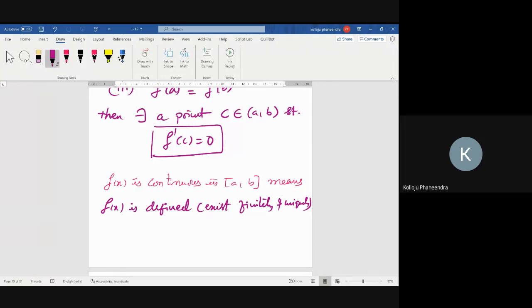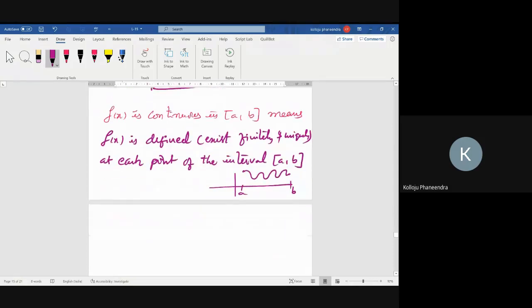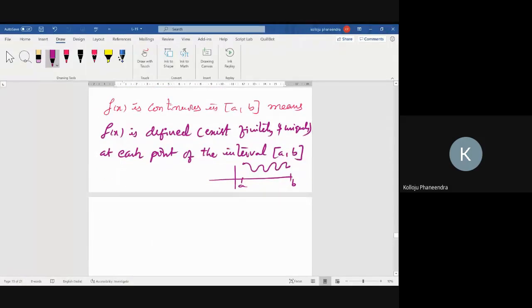Defined means exists finitely and uniquely at each point of the closed interval a comma b. Just logic: if I consider a here and b here, the function must be defined at a, defined at b, and defined at every point. It must be continuous everywhere. The curve is continuous always. Continuous means the function must be defined at every point of the interval, so its value exists finitely and uniquely.